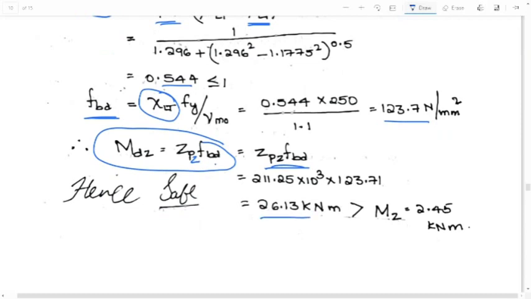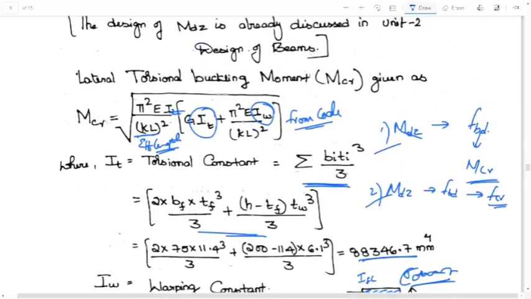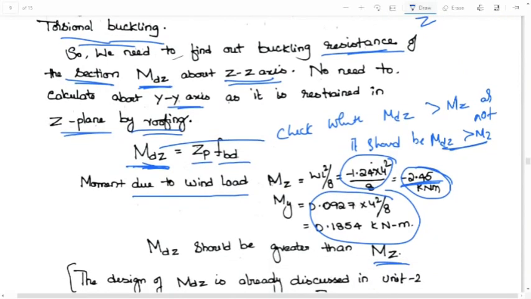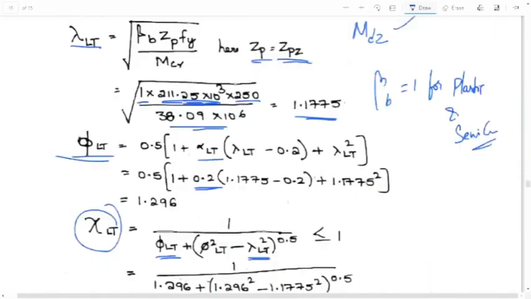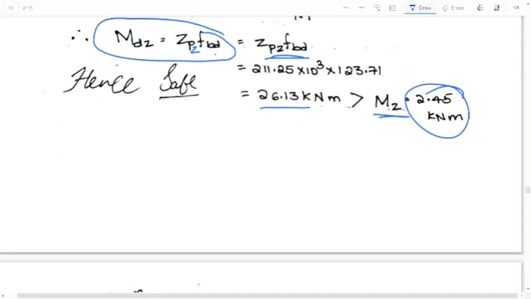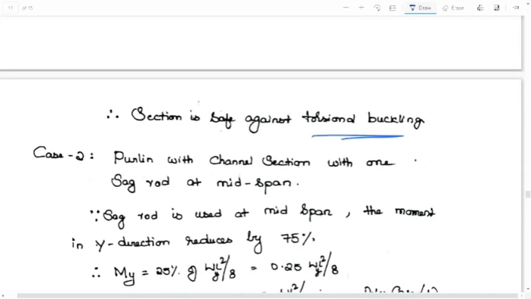26.13. What is the Mz calculated here? 2.45. Let me show you that. See here, 2.45. Don't worry about the negative symbol. 2.45. That's it. So it is safe. So the section is safe against torsional buckling. No need to worry now.